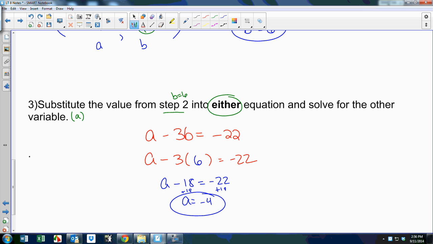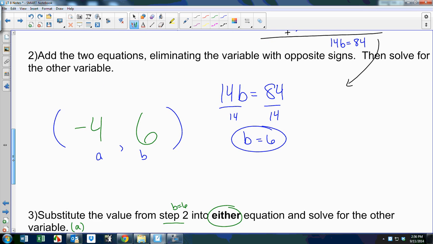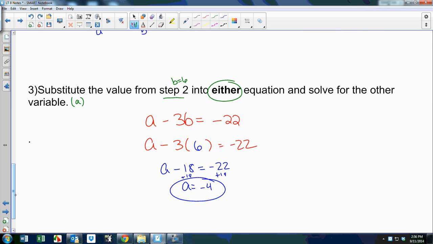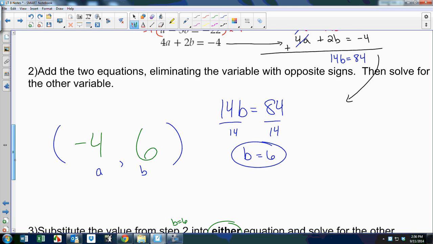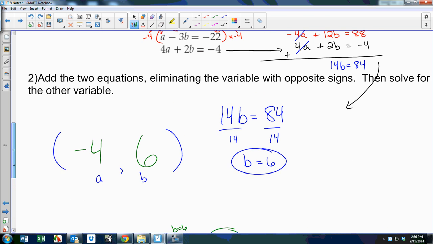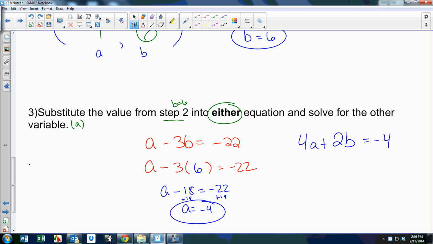But again, like the last video, I still want to prove to you that it works in both. If you had chosen to plug this b value 6 into the other equation, 4a plus 2b equals negative 4, I just want to prove that you still would have gotten the same a value negative 4. So let's see how that works out.